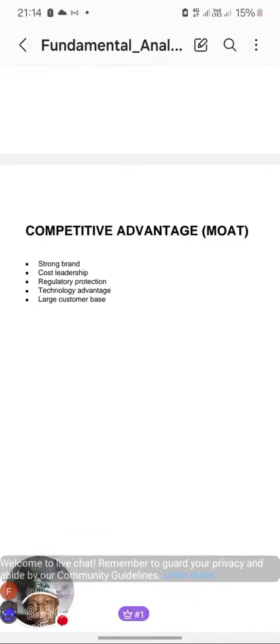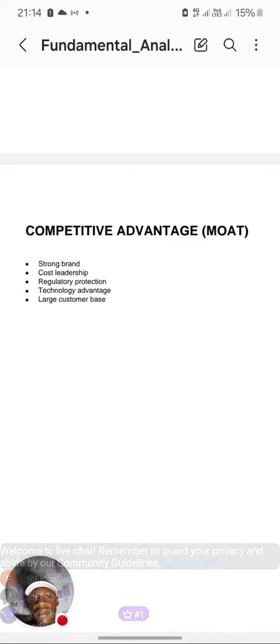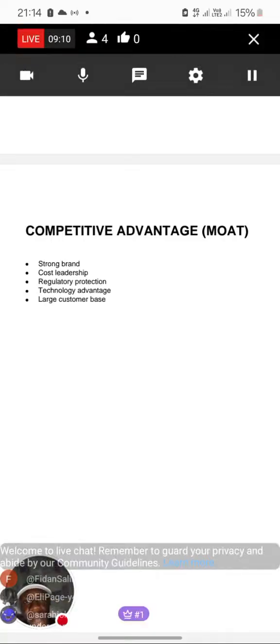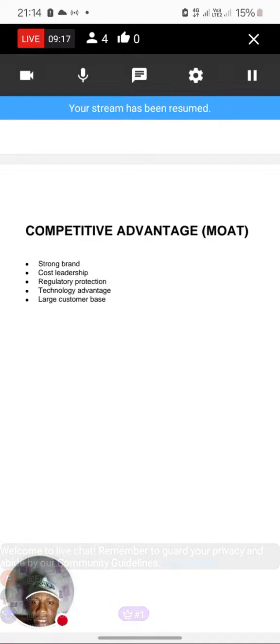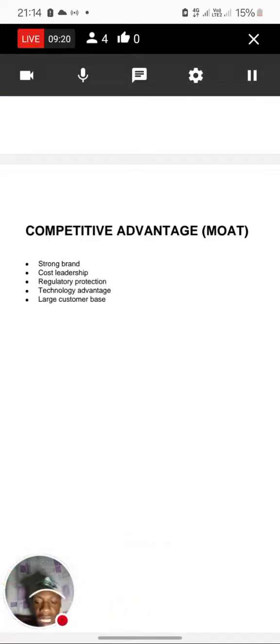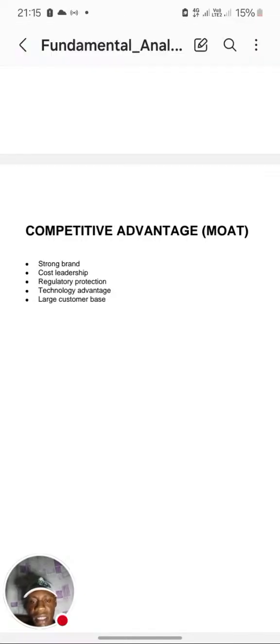Let's look at cost leadership. Cost leadership has to do with cost advantage. Company A and company B, for example, are doing the same business, but company A has to spend just 100,000 naira to get a particular job done, while it will take company B 150,000 to get that same job done. What has just happened? Cost advantage. Company A has cost advantage over company B.